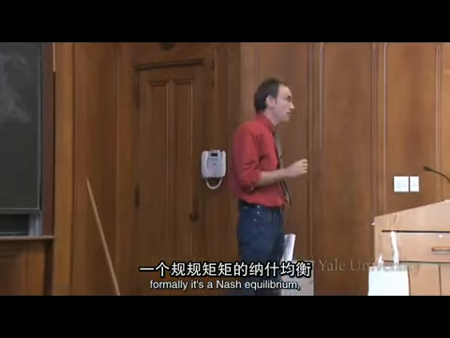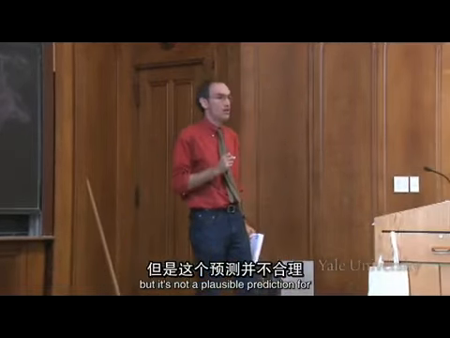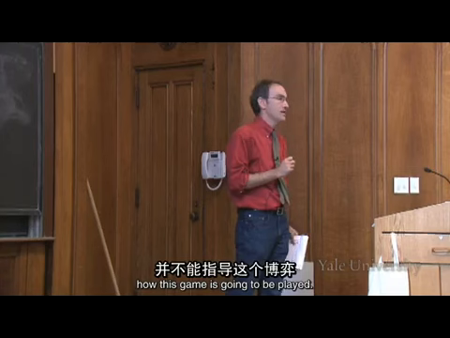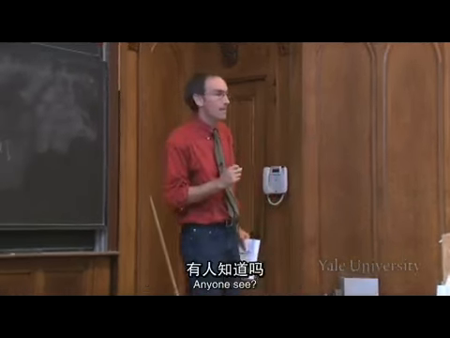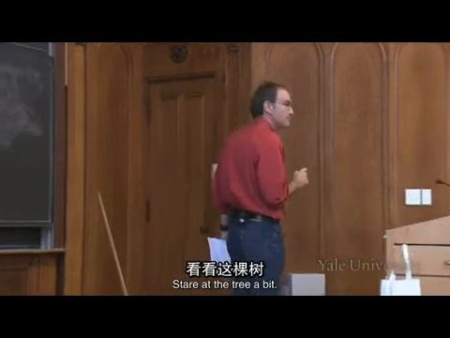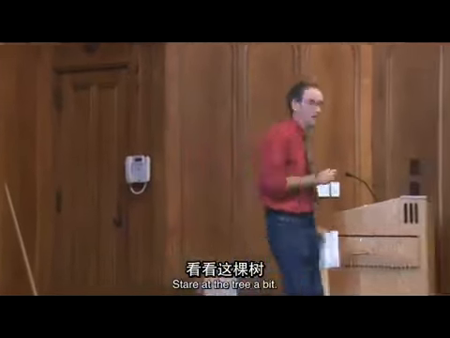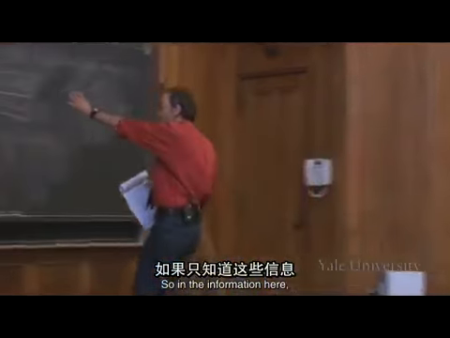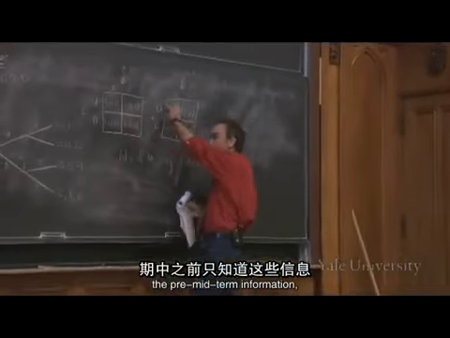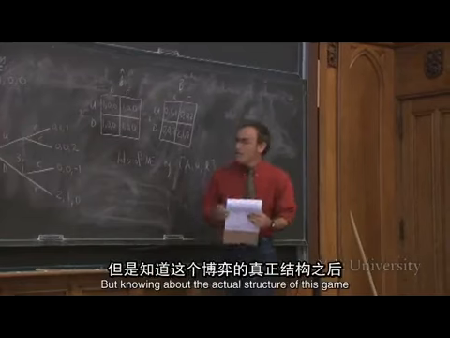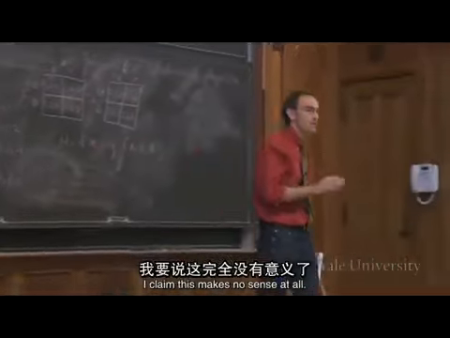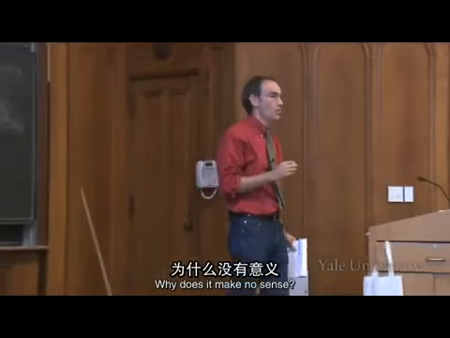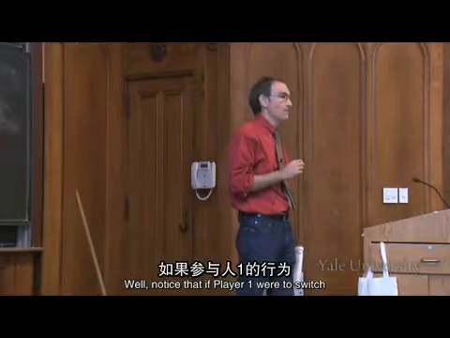Formally, it's a Nash equilibrium, but it's not a plausible prediction for how this game is going to be played. Why is it not a plausible prediction for how this game is going to be played? Anyone see? Stare at the tree a bit. In the pre-midterm information, it's fine. But knowing about the actual structure of this game, I claim this makes no sense at all. Why does it make no sense?